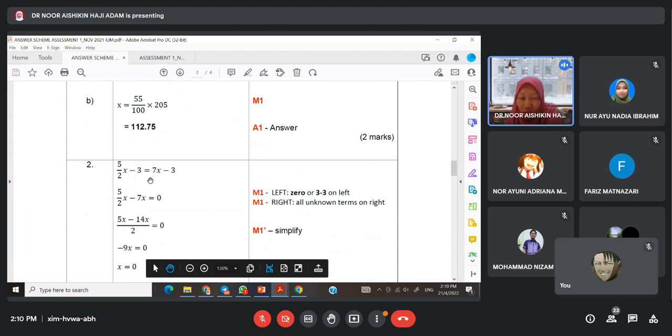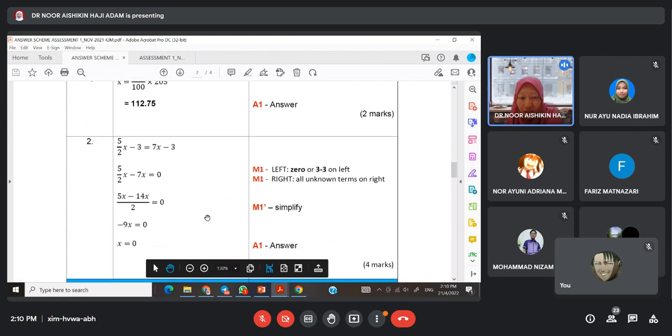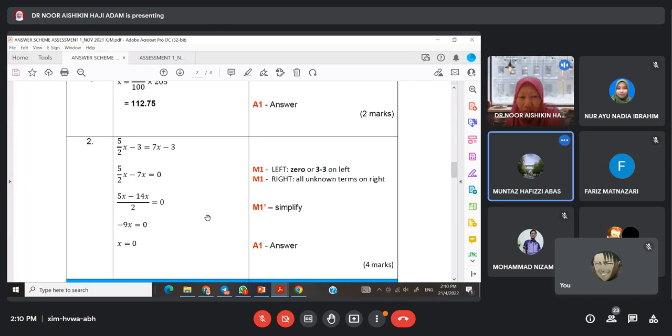So, you know that you need to move terms with X to the left and push everything else to the right of the equal sign. And then you simplify and get the answer. Senang-senang je dapat 4 markah. Did you do something like this, class? Lain sikit. Lain sikit. Baik.